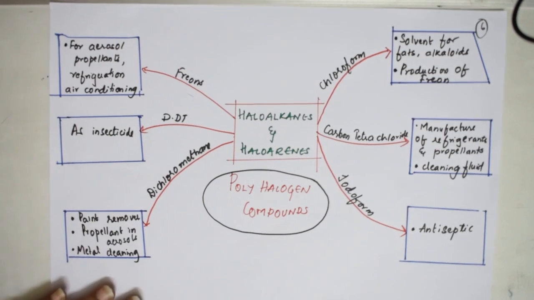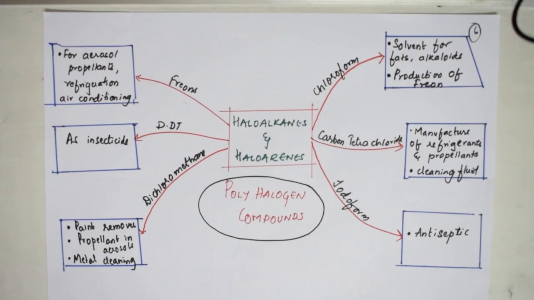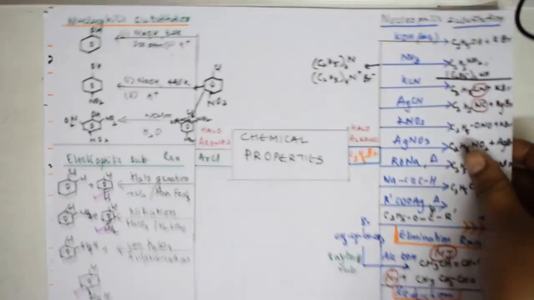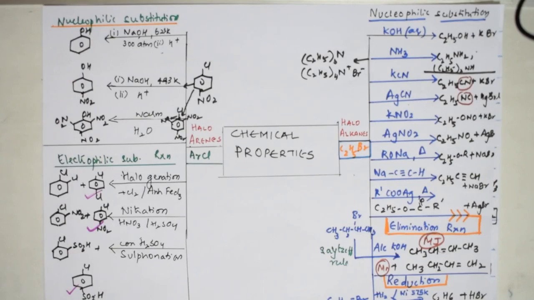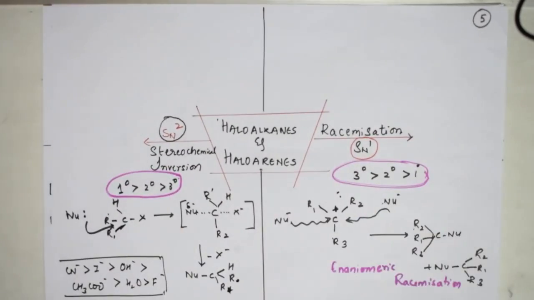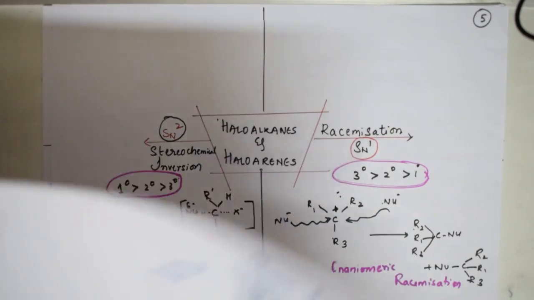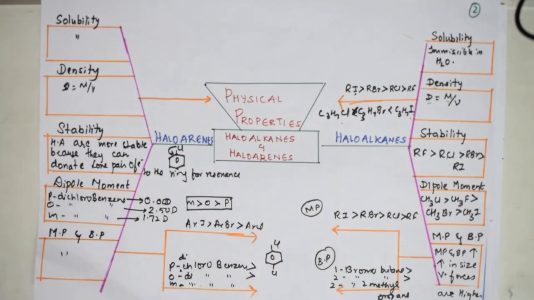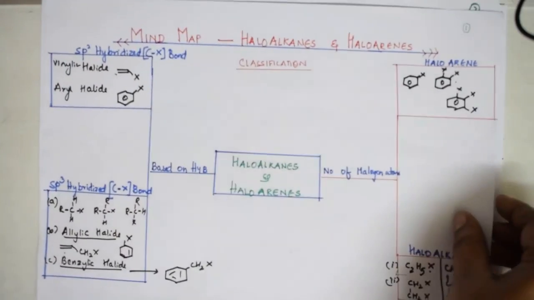See, this is your polyhalogen compound uses. This is your name reactions. Okay, I'll take out all my papers and tell you again. And this is your chemical properties which I have made. Then comes your racemization which I made. Then comes your preparations which I did. Then comes your physical properties which I did, and then comes your classification which I did.